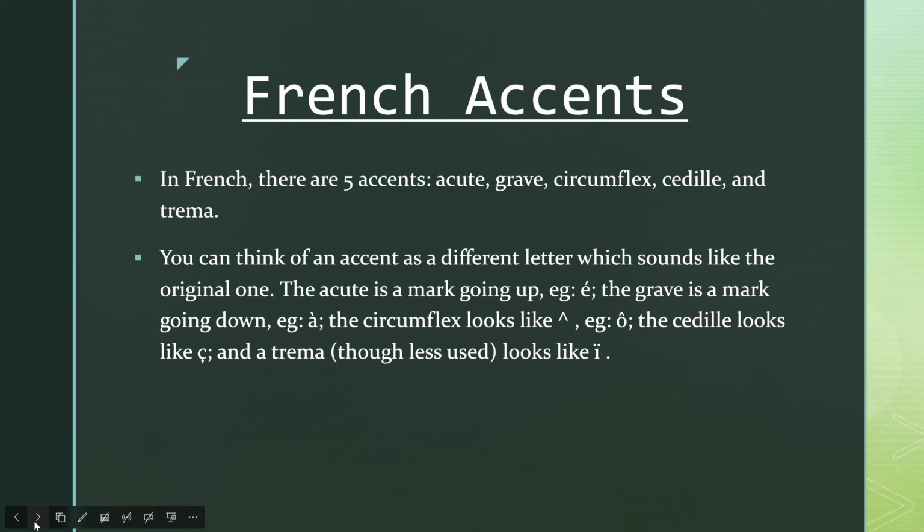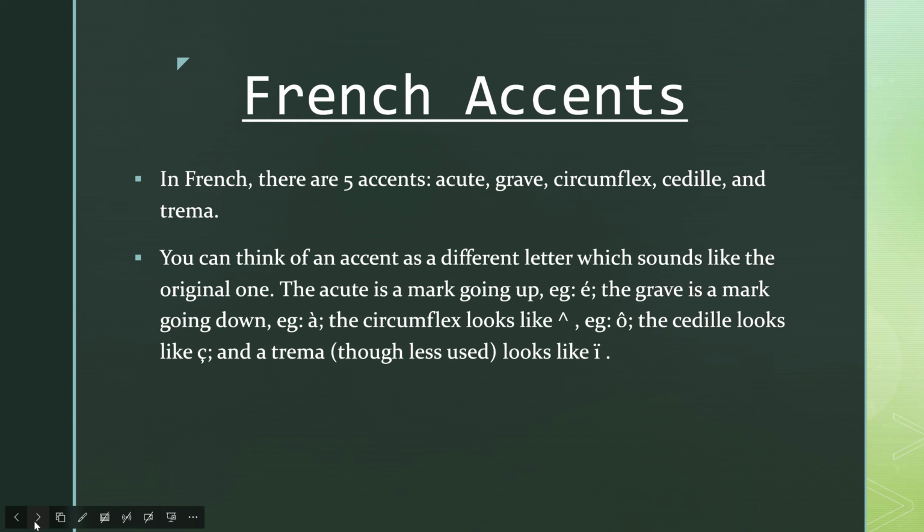The acute is a mark going up. On the right, you can see an E acute. The grave is a mark going down, and there's an A grave. The circumflex looks like something going up and down, maybe an acute and a grave combined, and here you can see an O circumflex. The cédille looks like a thunderbolt underneath the letter, and here's a C cédille. The tréma, although much less used, looks like this: 2 dots above a letter, and that's an I tréma.